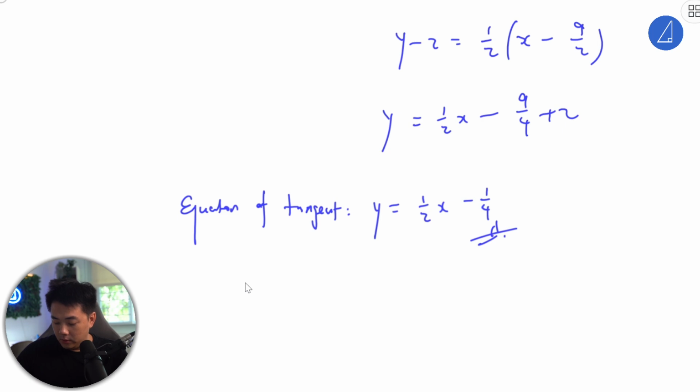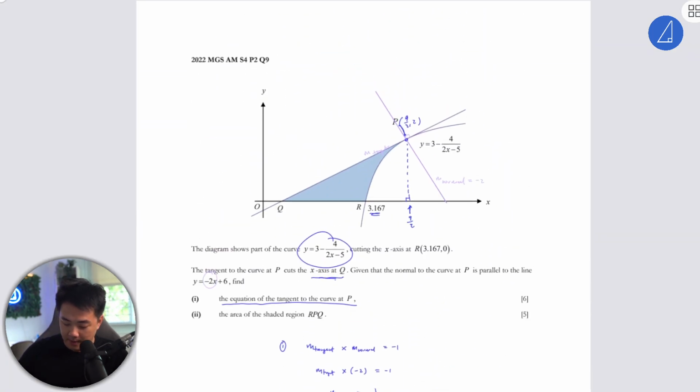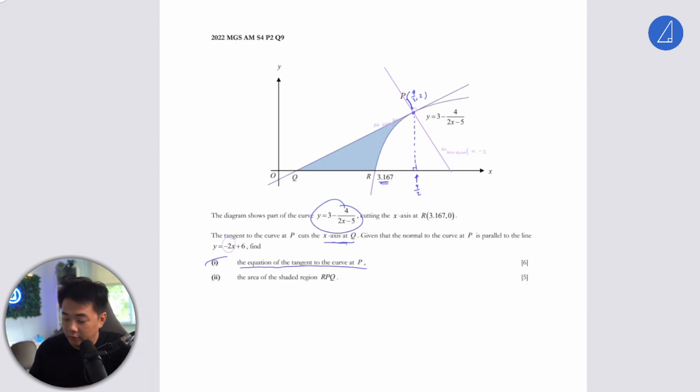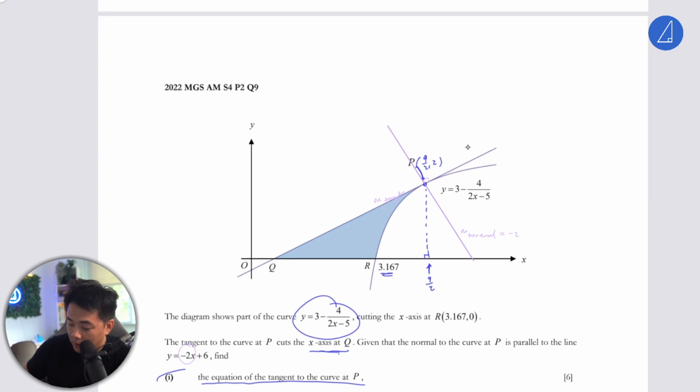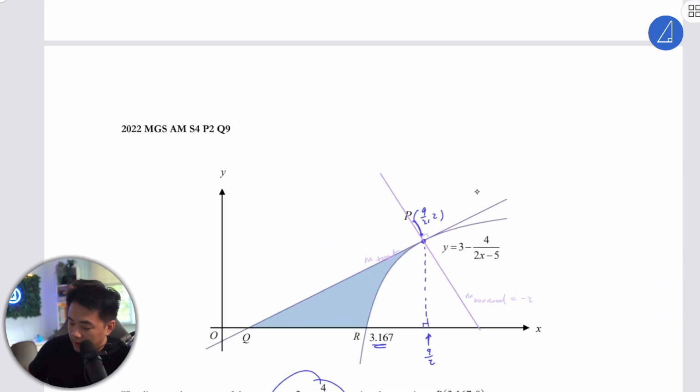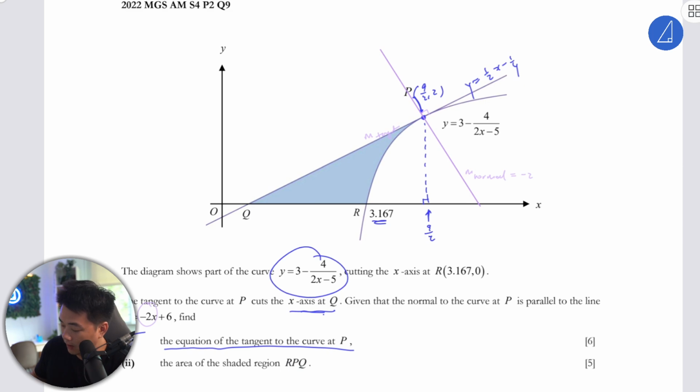Okay, that's that. So we're going to look at the subsequent part, which is part 2. For part 2, previously we already found this equation of tangent here, which is y equals half x minus 1/4. Okay, we need to find the shaded area. So what we can do is just find the area of this triangle here, this entire thing, minus the area under this curve here. Okay, so that's the idea there.